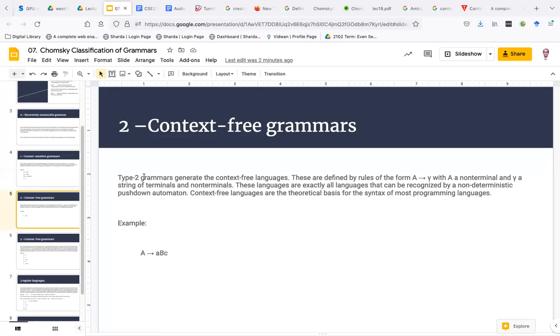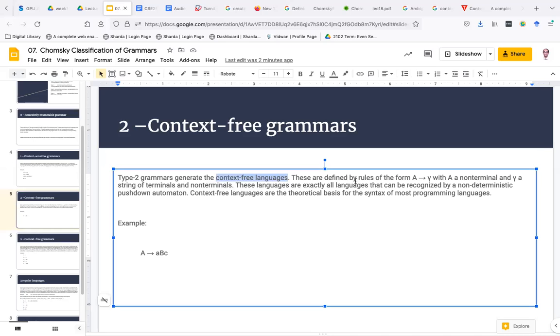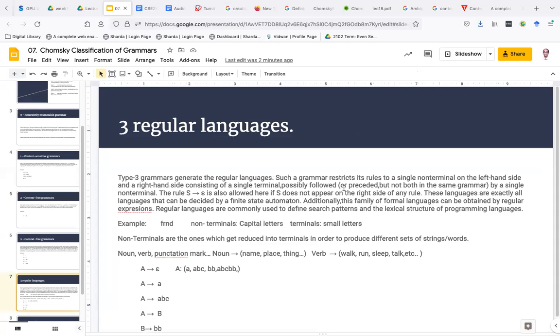So type 2 grammar generates context free languages. So context free languages are very lenient in terms of what the regular language says. Let's first see type 3. What does the regular language say?